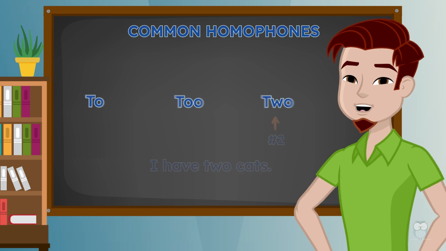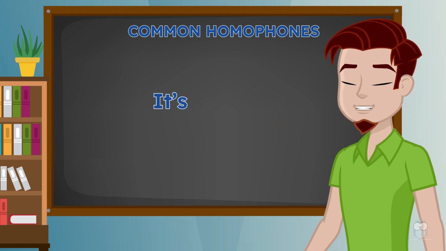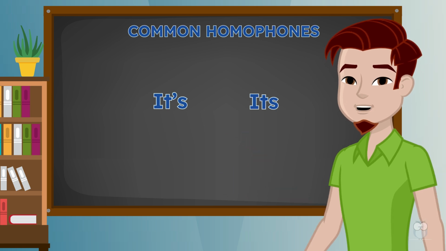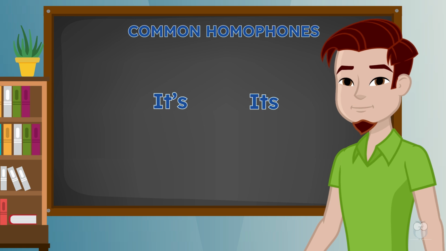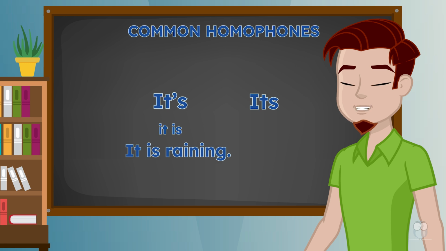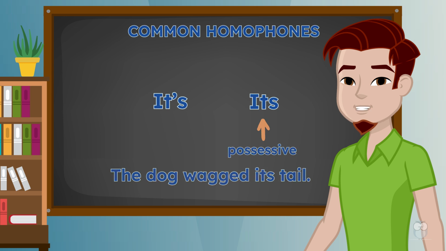Easy to remember. It apostrophe s versus its. Don't let these confuse you. Again, remember, if it has an apostrophe, expand the contraction into two words. It apostrophe s becomes it is. So instead of saying it's raining, you can say it is raining. The other its with no apostrophe is just a possessive. The dog wagged its tail.